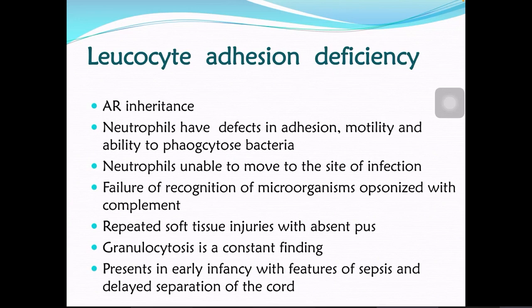Autosomal recessive inheritance. The main problem with the neutrophils is that they are defective in adhesion, they are unable to move, and they are unable to phagocytose the bacteria. So basically, they can't get to the site of infection. And even if they get to the site of infection, there is failure of recognition of the microorganisms which are opsonized with the complement. So these patients can present fairly early, and they present with soft tissue injuries and infections with absence of pus.